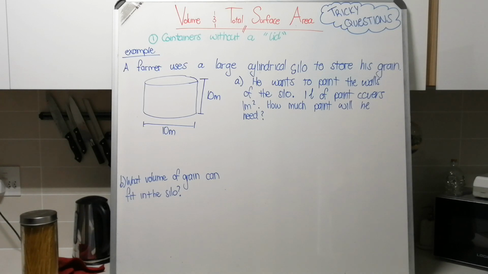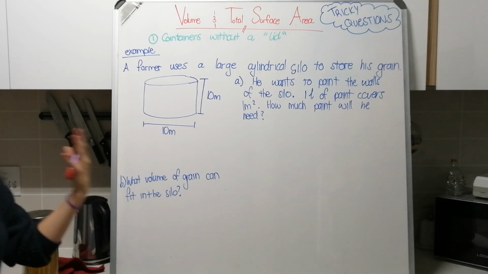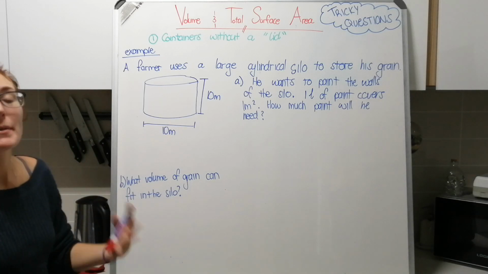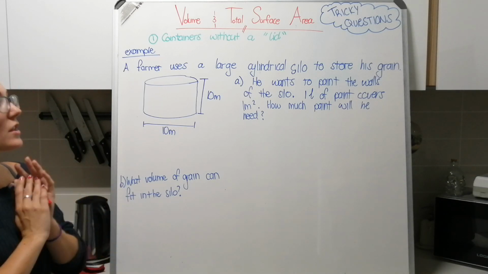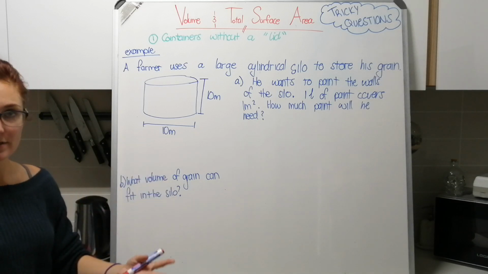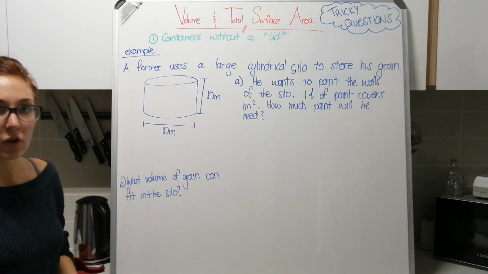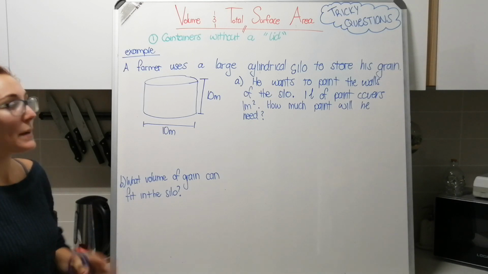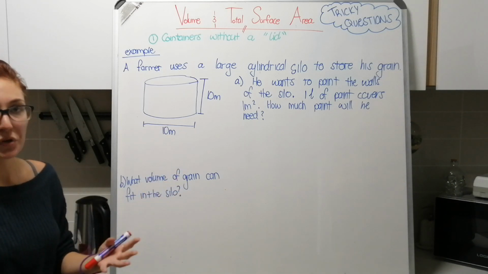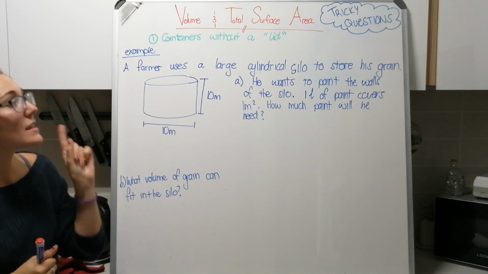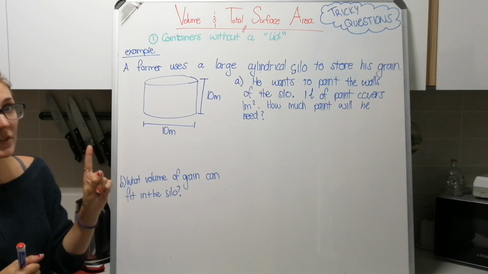So first off, whenever they talk about the walls of something, they're talking about surface area. Whenever they talk about painting the outside of something, or covering the outside of something, or constructing something out of cardboard or paper, they're talking about the surface area of that prism. So he wants to paint specifically the walls of the silo.